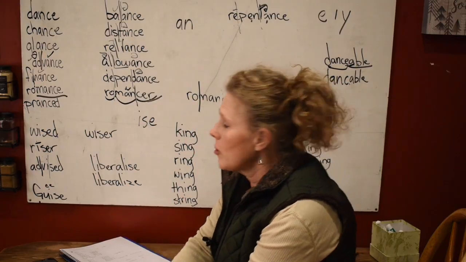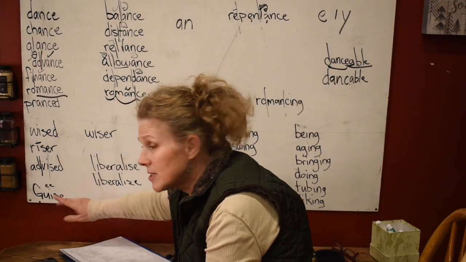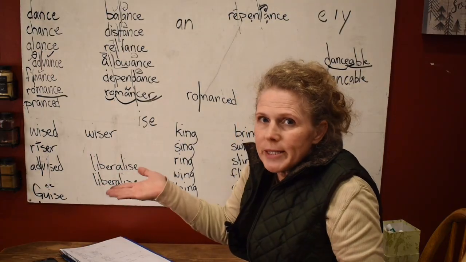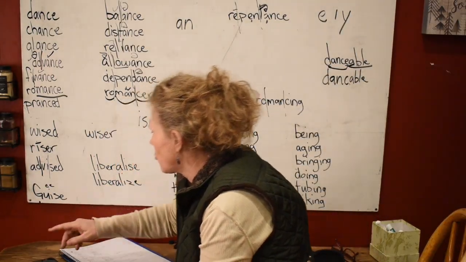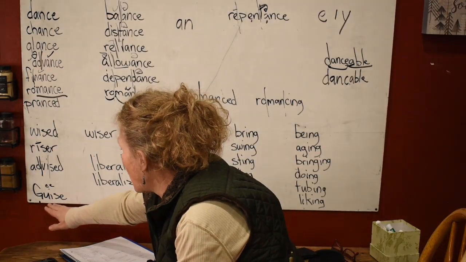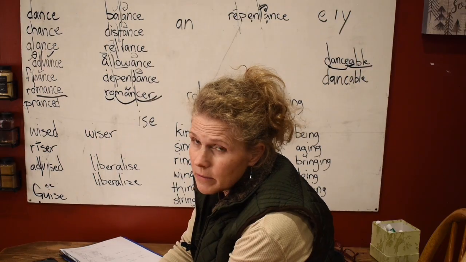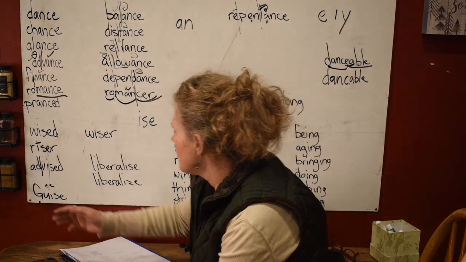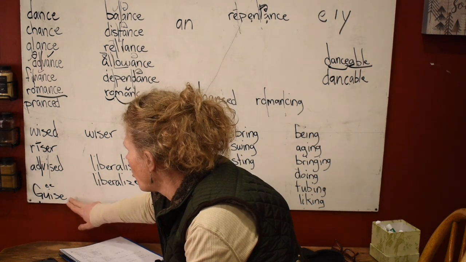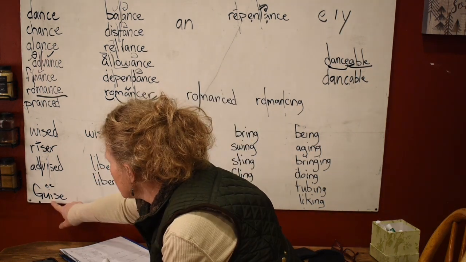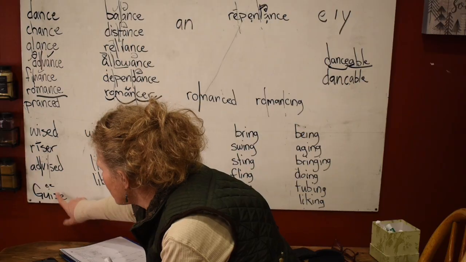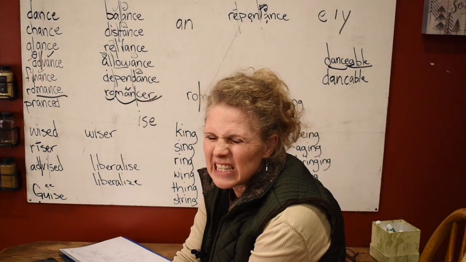Now, also, when you have words like this, a one-syllable word, almost always in a one-syllable word, ISE is going to say eyes or ice. Sometimes it will say that, but you're going to expect it to say eyes.